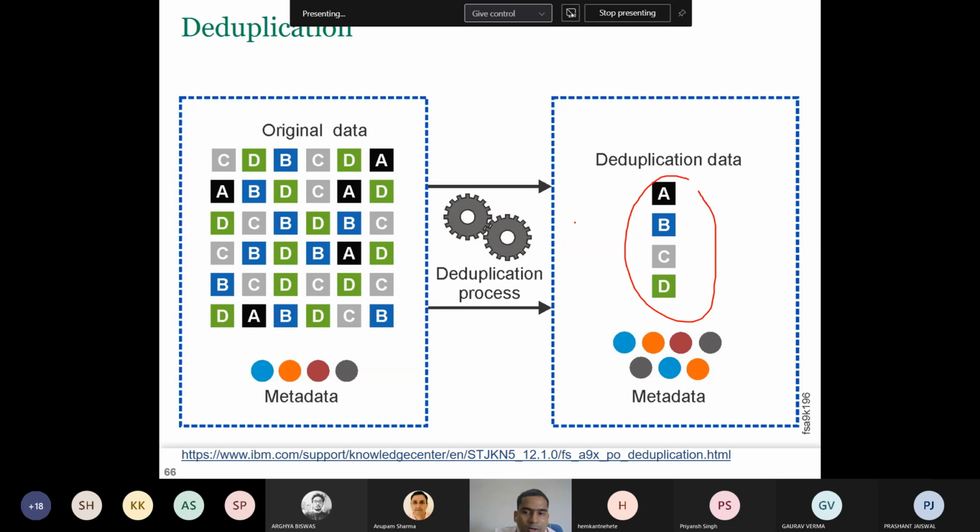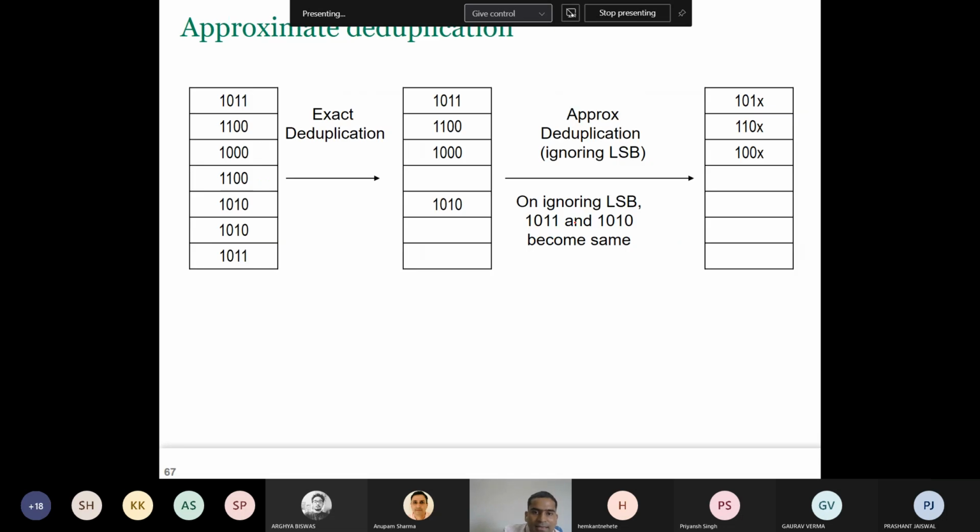Now here we are doing deduplication exactly, but I can also do it inexactly. How? Like this. Suppose we have these numbers. If I were to do exact deduplication, I will find out that this is a duplicate of this, this is a duplicate of this, this is a duplicate of this. So I can remove those duplicates, and then I just get this.